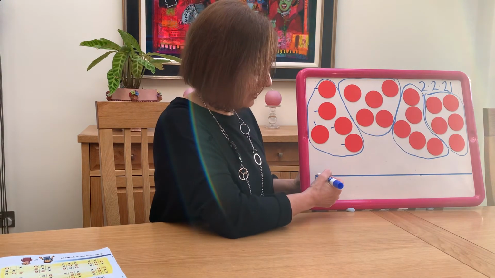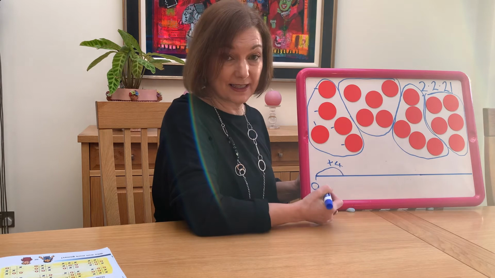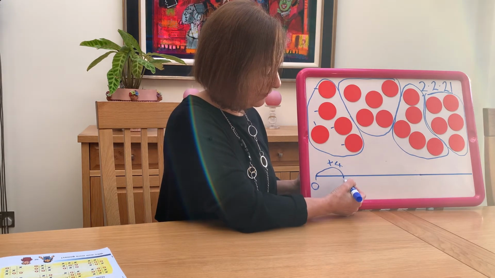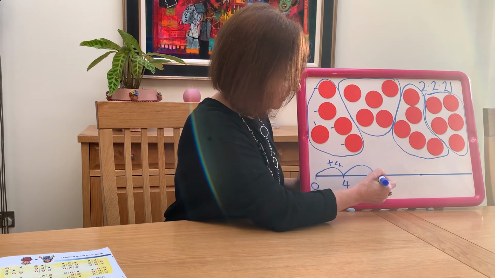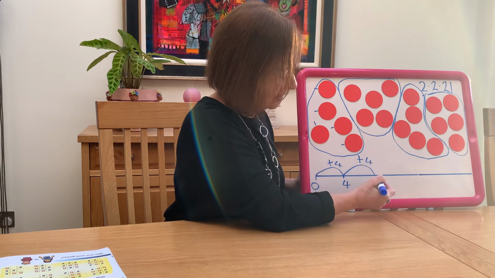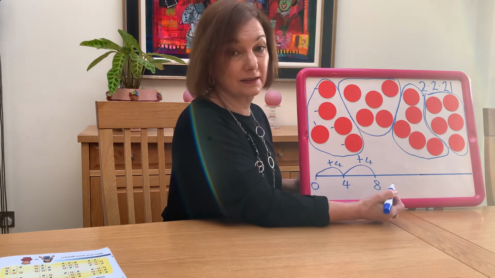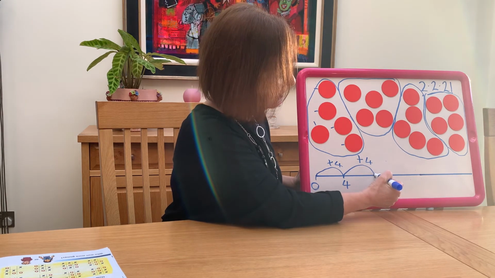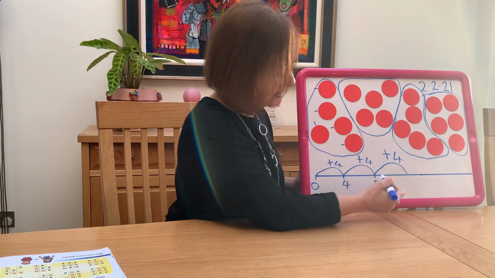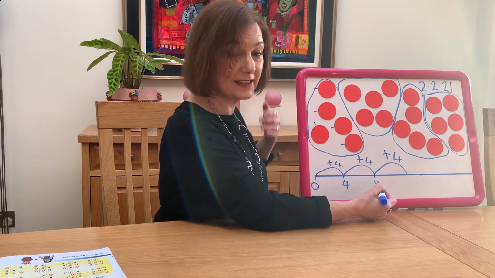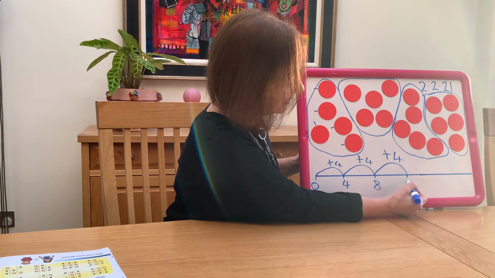So first of all, I'm going to add on 4. Where does that take me? Takes me to 4. Next, I'm going to add on another 4. 4 and another 4, that takes me to 8. Now let's try one more 4. Add 4, 8 and another 4, put the 8 in your head, count on 4: 9, 10, 11, 12, that takes me to 12.